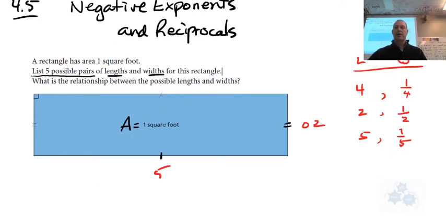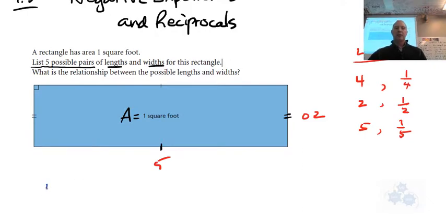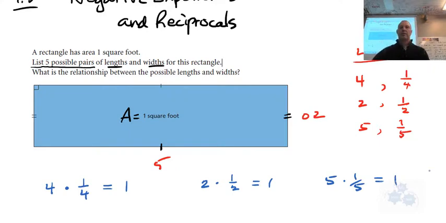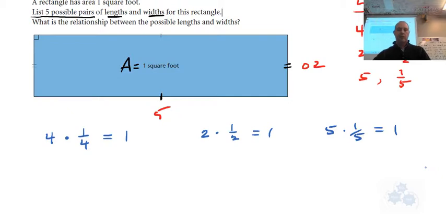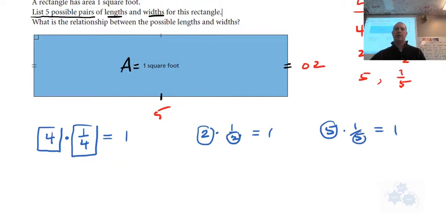I'm going to change color here, down here. If we multiply these together, 4 times 1 over 4, that's going to equal 1. 2 times 1 over 2, that's going to equal 1. 5 times 1 over 5, that's going to equal 1. Okay. So once we get to this point right here, we can see that we have a number, and then we have a number that's related to it in that the number in the denominator is the same. You see that? And we also have a 1 on top.